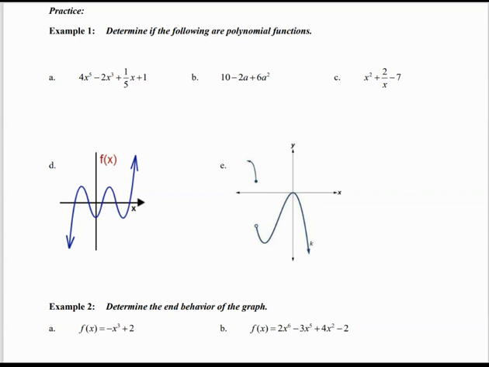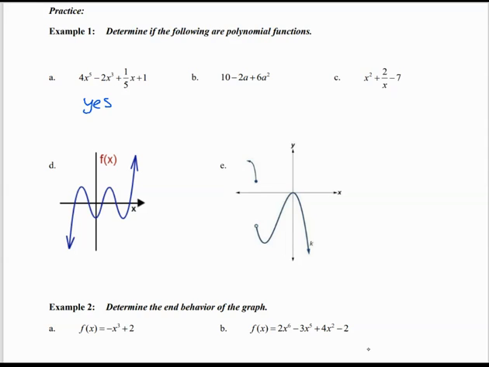So let's do some of these together. The first bit is still determining if something is a polynomial function. So what do we think for A? Yes, right? We have all positive powers. There are no variables in my denominator, and there's no products of variables, so this is a polynomial function.